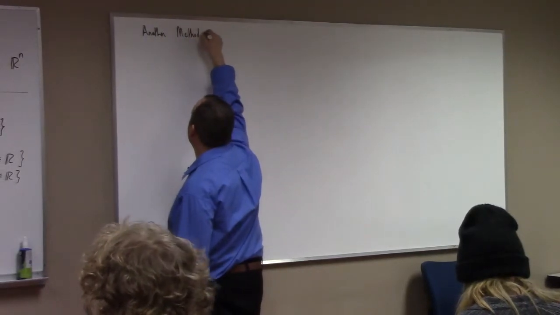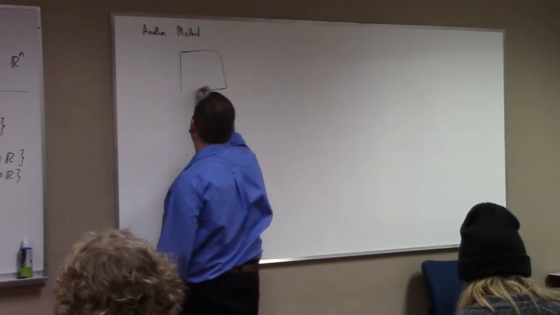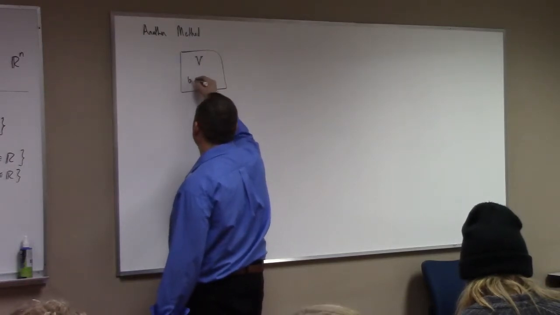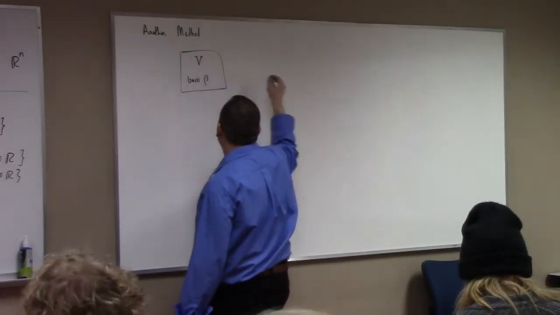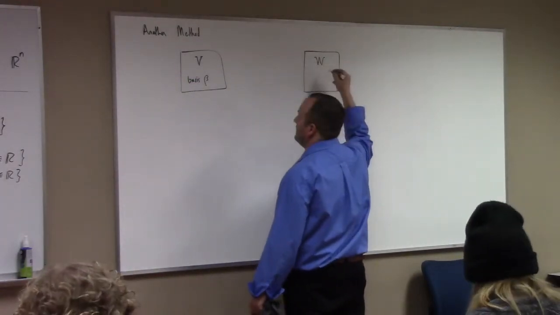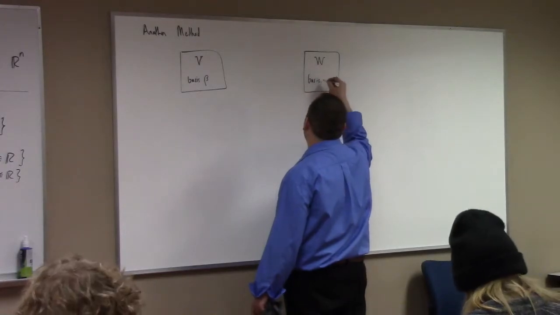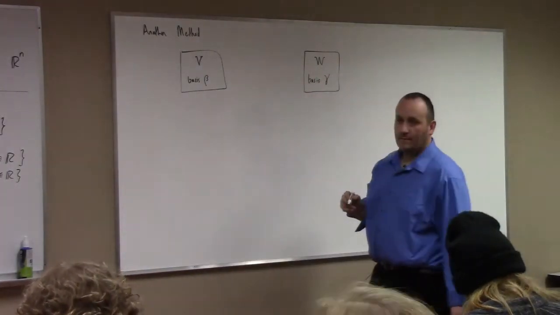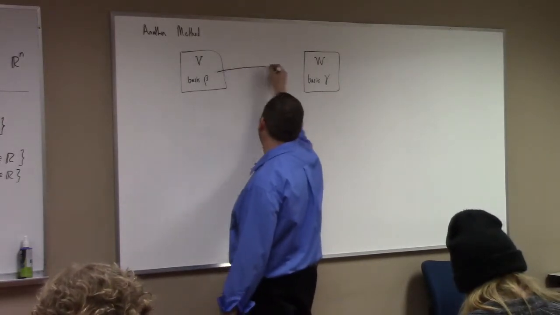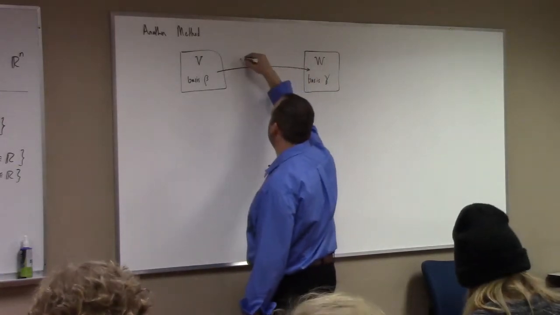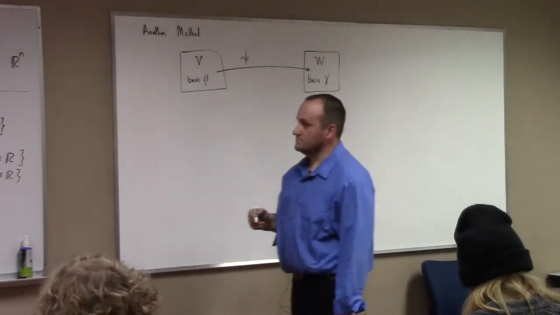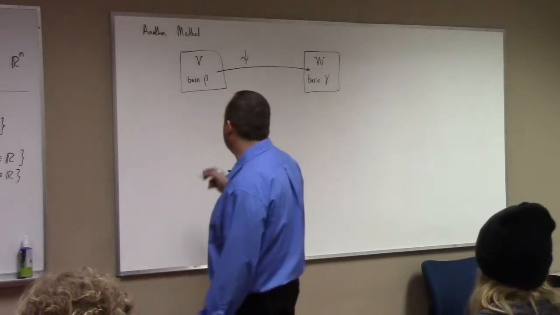All right. I've got V, with basis beta. Over here, I've got W, basis gamma. And if I want, I can construct an isomorphism up here, psi, in a particular way. So here's how I do it.